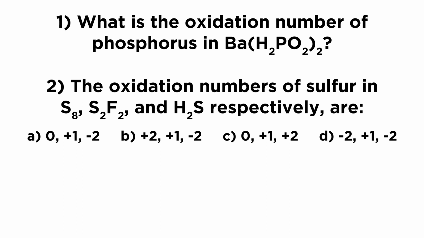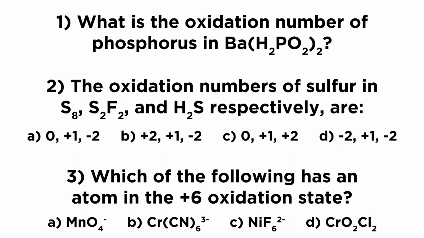So we have three compounds and we need the oxidation numbers for sulfur listed in the correct order. And then which of the following has an atom in the +6 oxidation state? And we have four options there as well. So if you're not sure how to do this, check out my tutorial on oxidation numbers, and when you're ready, give it a try.